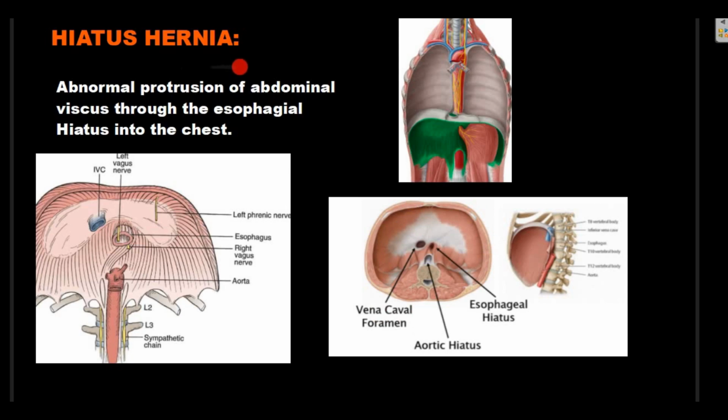Now a hernia is bulging of tissue or organs through the wall of the cavity in which it normally resides. So a hiatus hernia can be defined as abnormal protrusion of abdominal viscus through the esophageal hiatus into the chest.